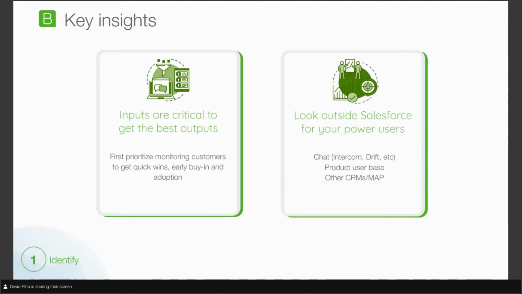Also, the product user base, as I mentioned, for us, that's kind of a blended model between the two. And then there are other CRMs and marketing automation platforms. Are there any other common tools that are not listed here, Christian, that you find customers are identifying power users within their ecosystem?